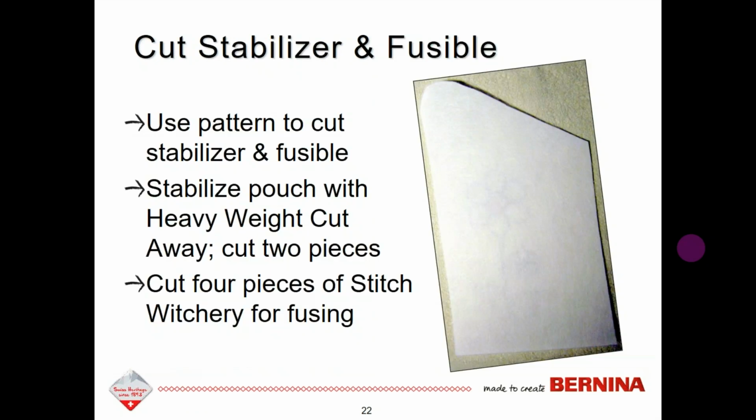Then I cut stabilizer and the fusible using the pattern that I was going to use for this. And I stabilize the pouch with heavyweight cutaway. And I cut 2 pieces of that. And I cut 4 pieces of stitch witchery.